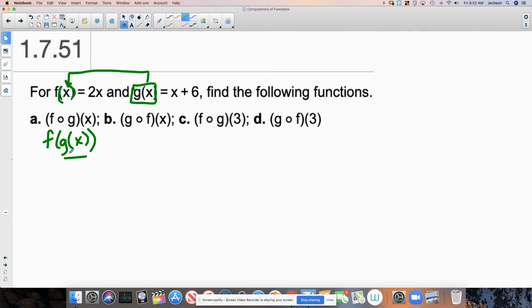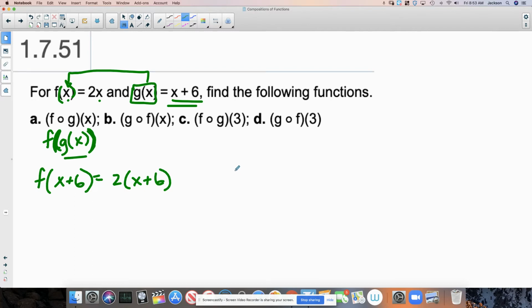So when you write it like this, again, this tells the story of what we're supposed to do. We're supposed to make g of x the input into f, right? What does f do? The function f, as it's shown up here, takes 2 and multiplies it by whatever the input is. So if I make the input g of x, and I replace this g of x with what that function actually is, that means I'm supposed to take x plus 6 and put it in for the x. The parentheses are key here, okay?